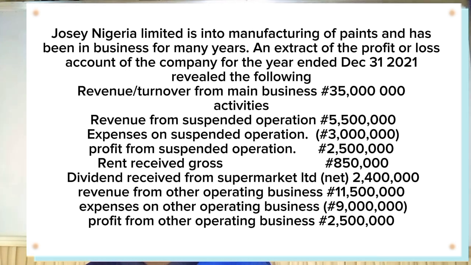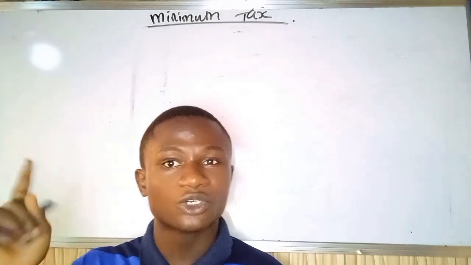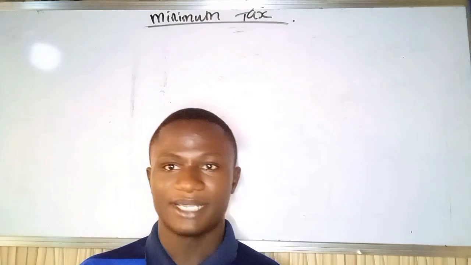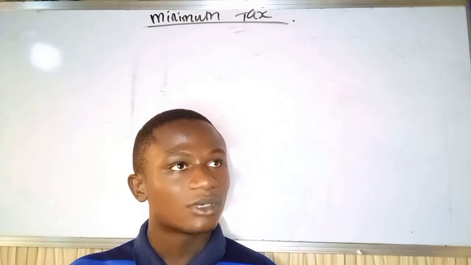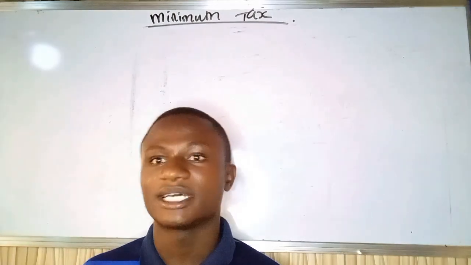Rent received, we have it to be gross 850,000. Dividend received from supermarkets net 2,400,000. Revenue from other operating businesses 11,500,000. Expenses on other operating businesses 9 million. So profit from other operating businesses 2,500,000. We are required to calculate the minimum tax. Note that anywhere you are seeing gross, it means that tax has not been applied, and you are going to add it to your gross income. But anywhere you are seeing net, it means that tax has been applied.